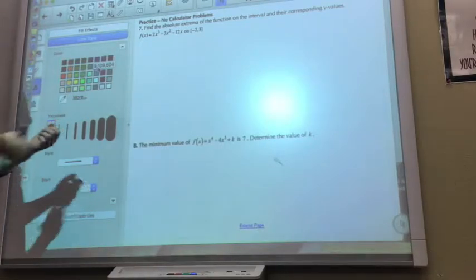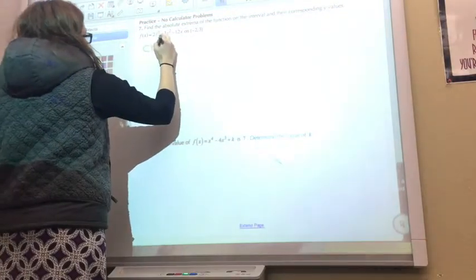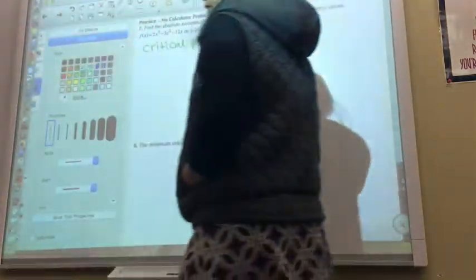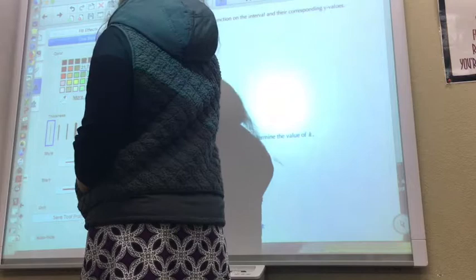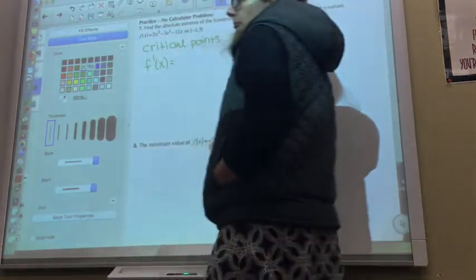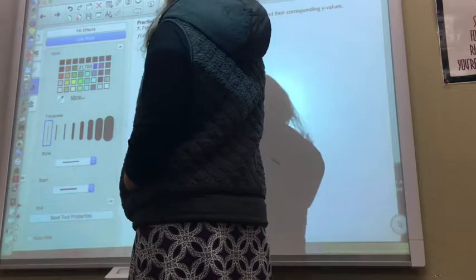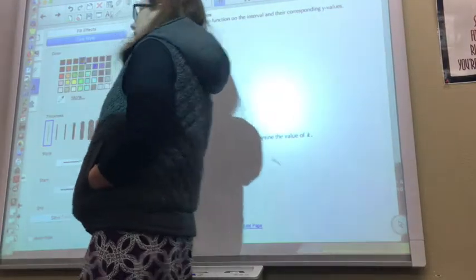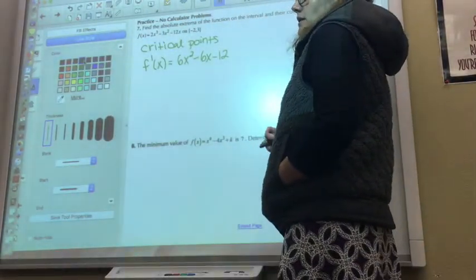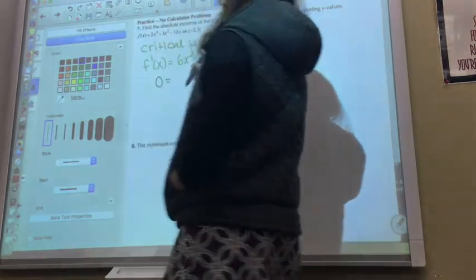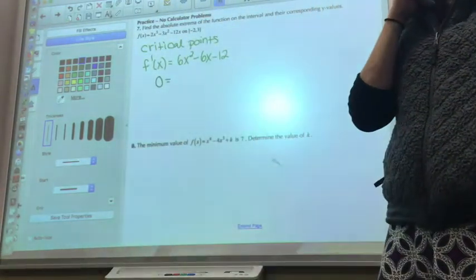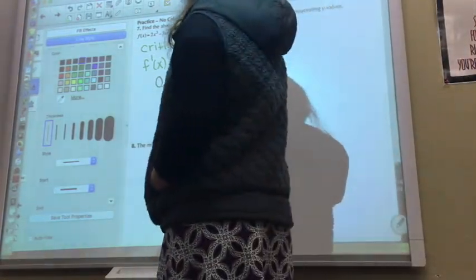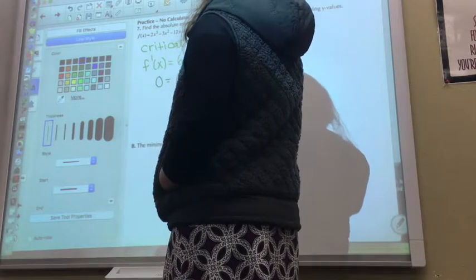Okay, so when we look for critical points, what do we need to do? I love it. And what's our derivative going to equal? 6x squared minus 6x minus 12. Okay, now that I've taken my derivative, what do I need to do with it? So it equals 0. And if you have 6x squared minus 6x minus 12, do you notice anything about that? Factor out a 6, and we would have x squared minus x minus 2.